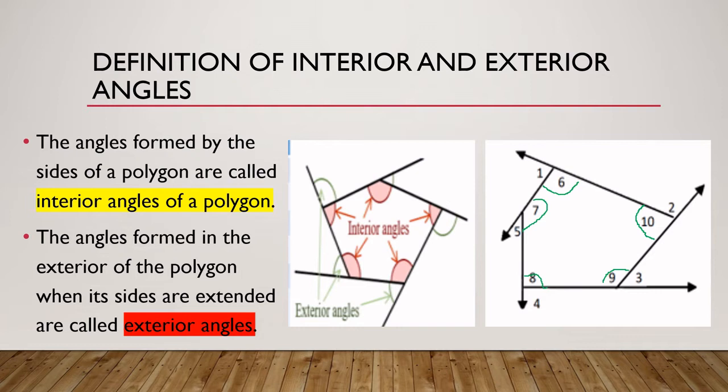So when we say exterior angles, these are angles formed in the exterior of the polygon when each side is extended. So kapag in-extend mo yung line, magpo-form siya ng angle. And those angles are angle 1, angle 2, angle 3, angle 4, and angle 5. So these are the exterior angles of a polygon.